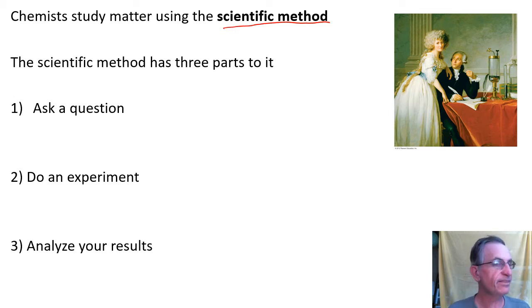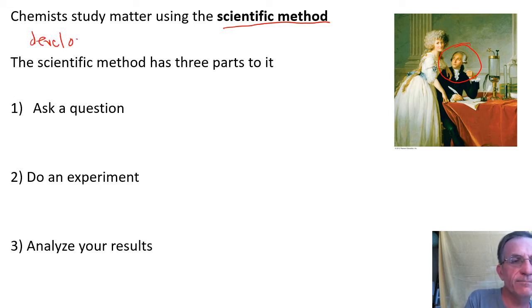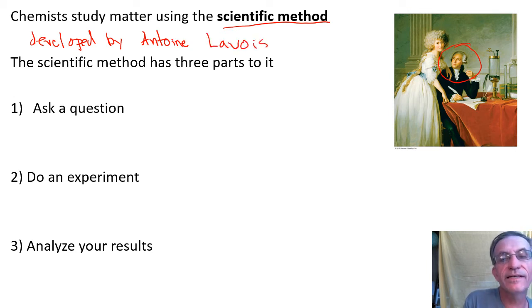So the scientific method goes way back into the 1600s. This guy right here was sort of credited with coming up with the scientific method. His name was, we'll write it over here maybe, let's say the scientific method was developed by Antoine Lavoisier in the 1600s. Let me make sure I spell his name right.